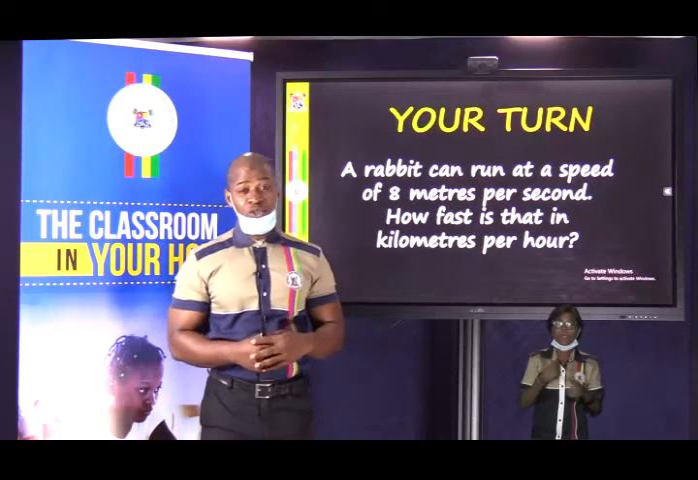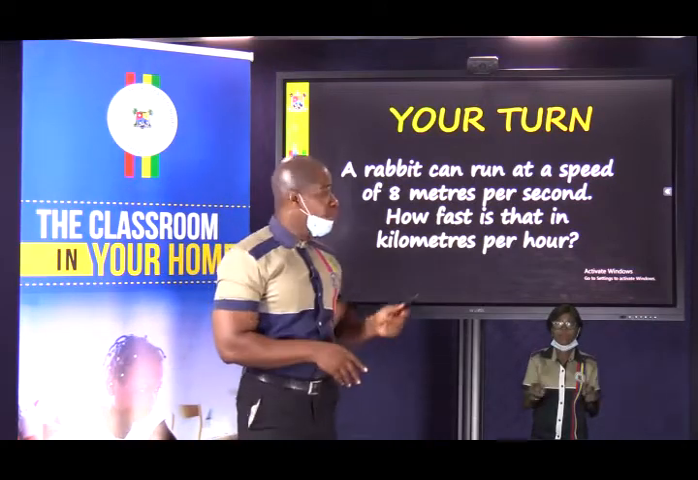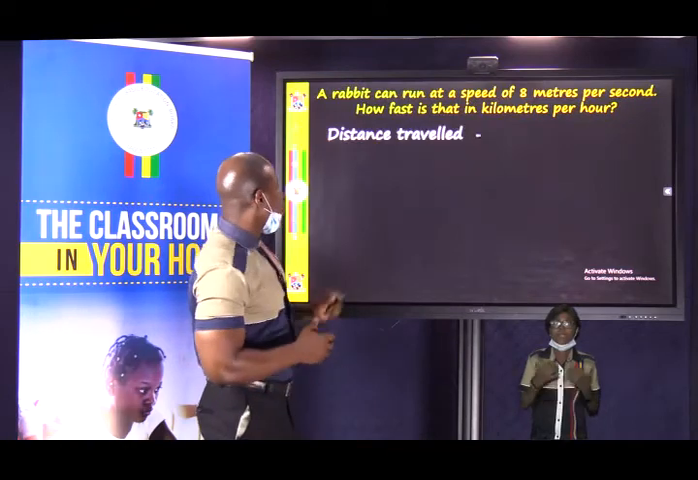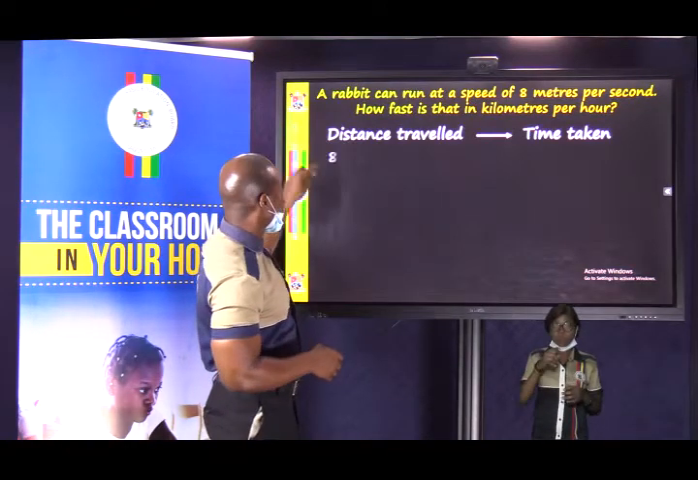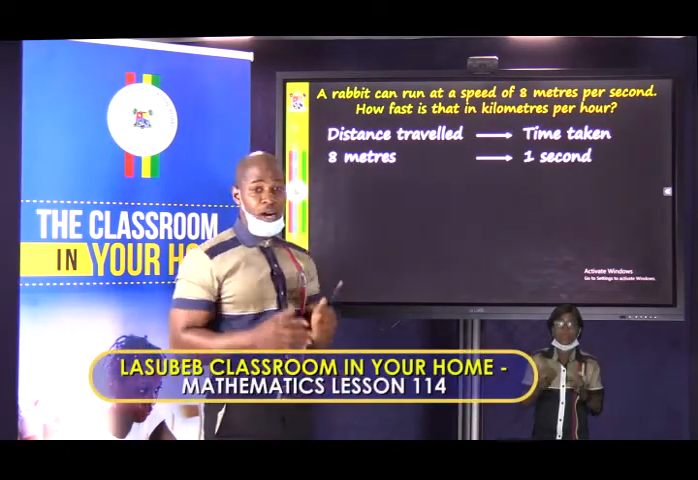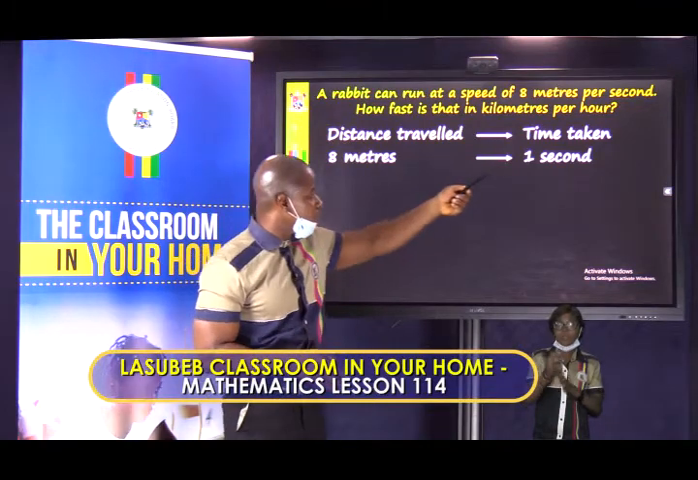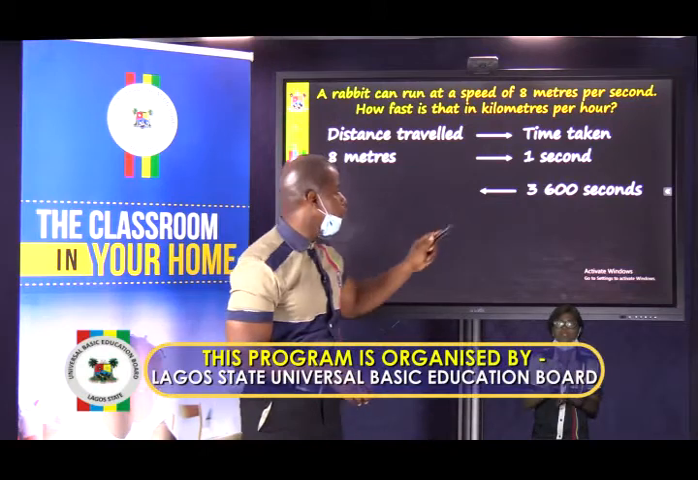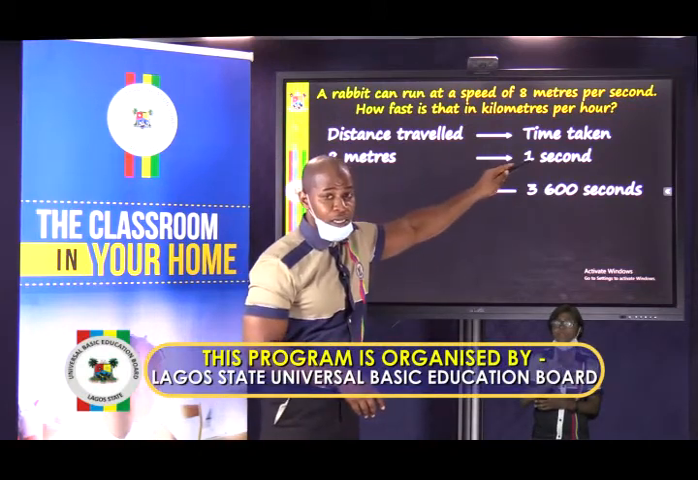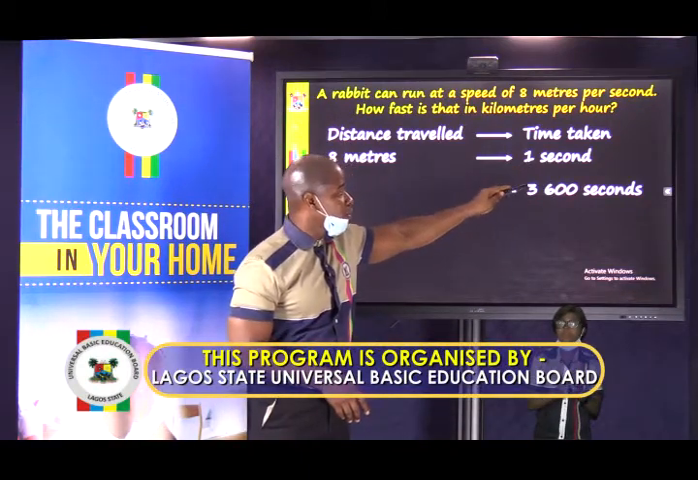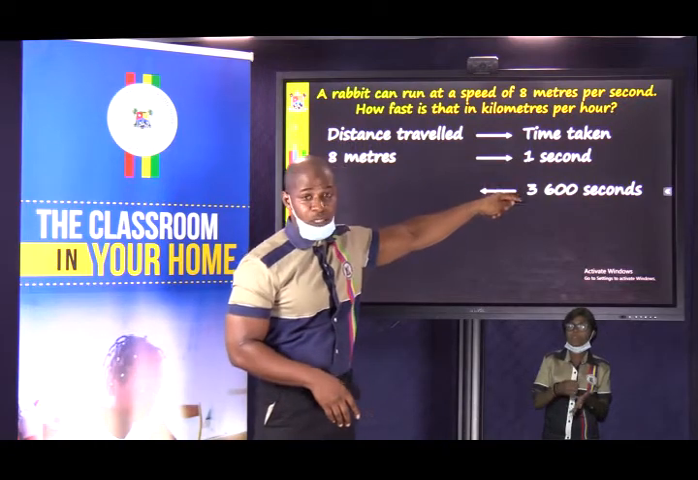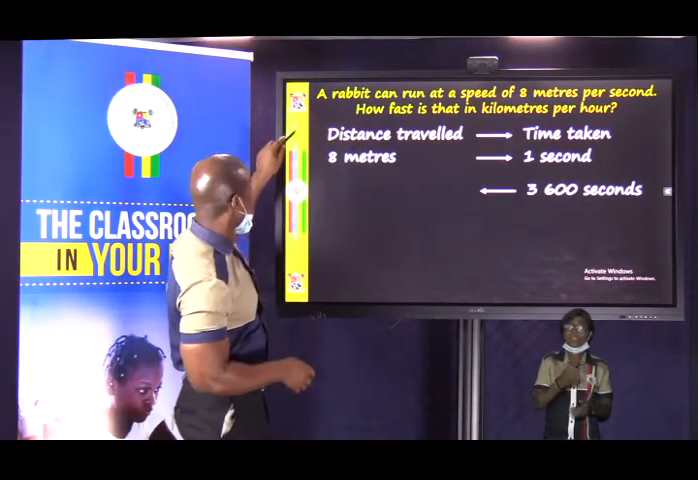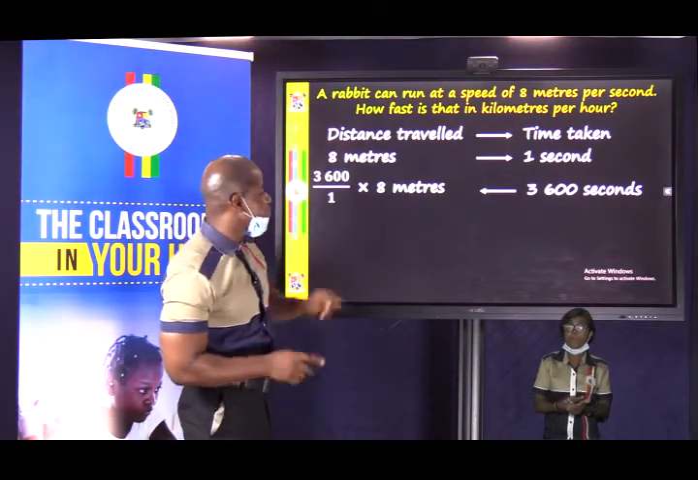Alrighty then, I believe that you are done. Without wasting time, let's just walk through it together. Now, what do we know? We know that the rabbit can run 8 meters in 1 second, and we want to find kilometers per hour. So we need to change this 1 second to 1 hour. That is 3,600 seconds. Now, if we are increasing this in the ratio 1 to 3,600, we have to increase this as well. And that means we'll be multiplying by 3,600 over 1 times 8 meters.